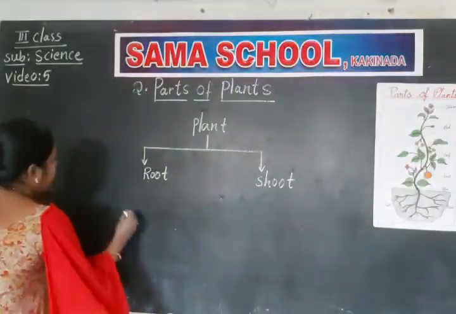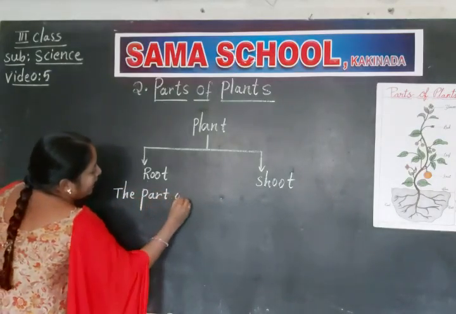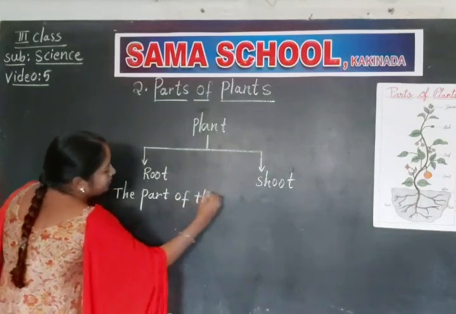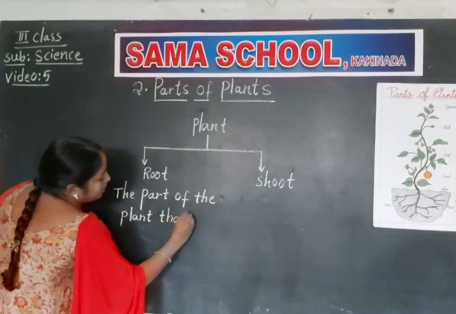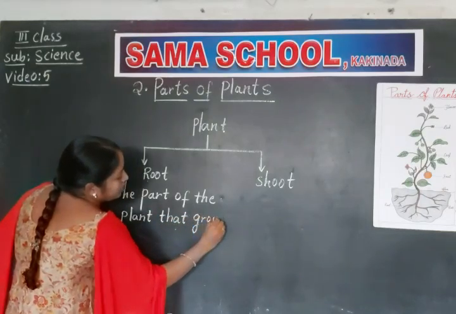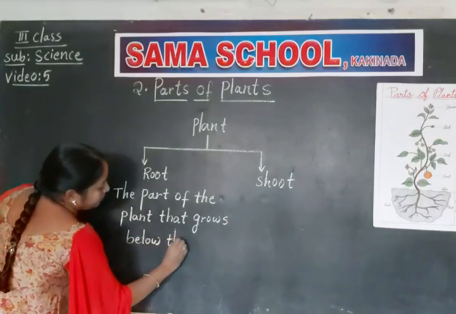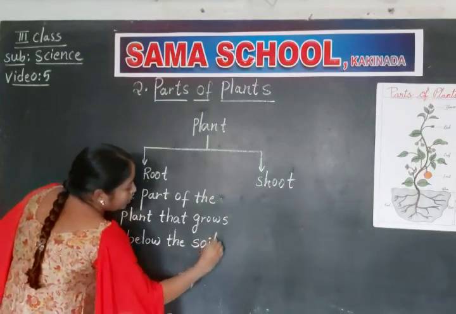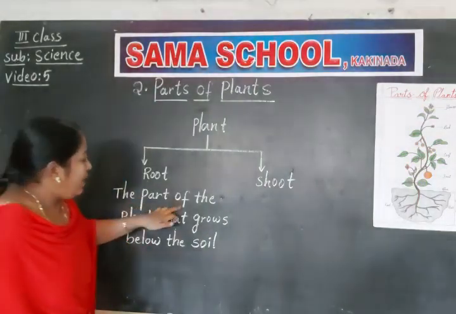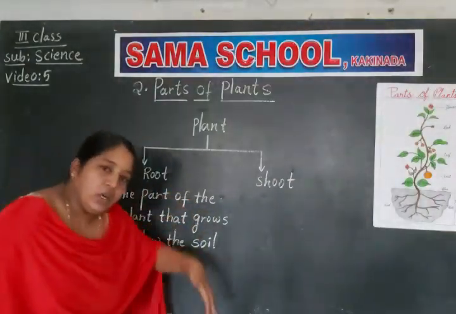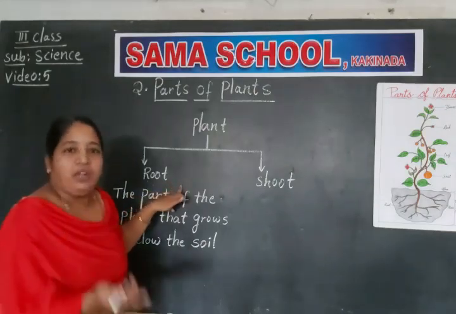I will write on the board. See. The part of the plant that grows below the soil is called root. The part of the plant that grows below the soil, that part we call root, or the part which we cannot see.